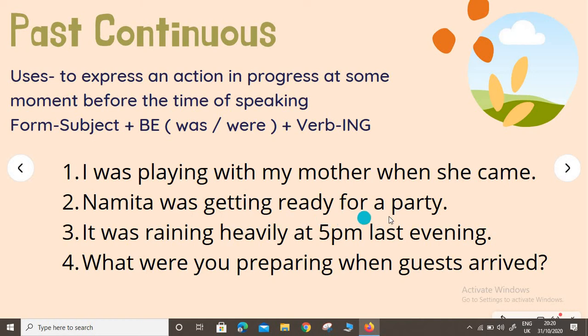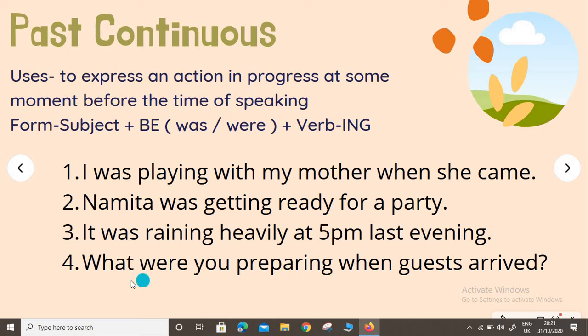Namita was getting ready for a party. Namita being singular, we have used was and verb in the ing form. It was raining heavily at 5 p.m. last evening. It was raining. So it being singular, we are going to use was raining. Raining highlights that it is in continuous tense.